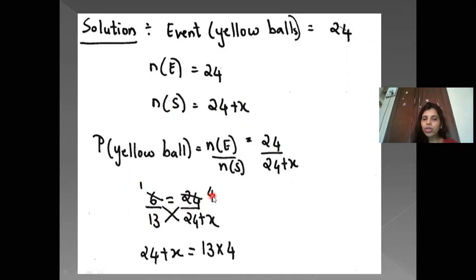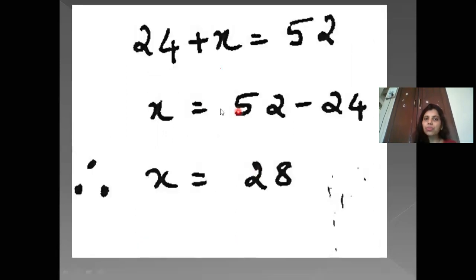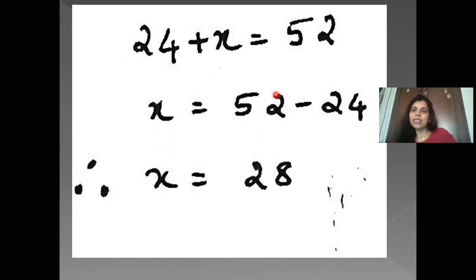13 into 4 is equal to 24 plus x, because when we cross multiply, 1 into 24 plus x, we get 24 plus x is equal to 13 into 4, that is 52. So 24 plus x is equal to 52. Now we take this 24 to the other side of the equal to sign, so it becomes 52 minus 24, and the answer for that is 28.